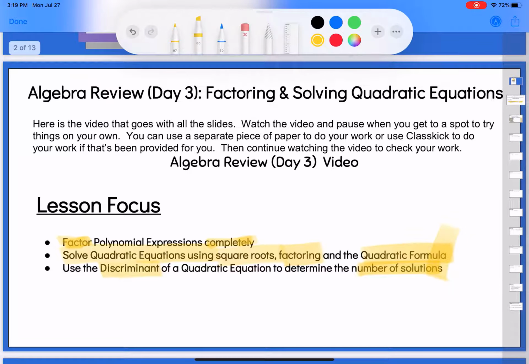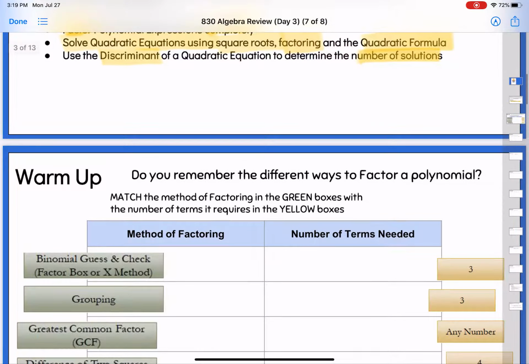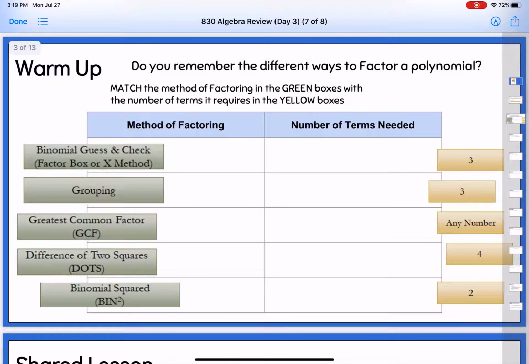So if we move on down, let's see, starting with our warm-up, hopefully you can tackle this without watching. This is just going to match up the different ways we have of factoring with the number of terms that we need. So you can rearrange the green boxes if you want to, and then just match them up with the yellow boxes. So I made a table for you, so put the green boxes wherever you want, and then match the correct number of terms that you need for that method of factoring. Go ahead and see if you can do that.